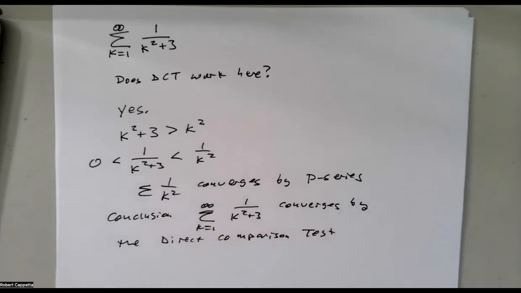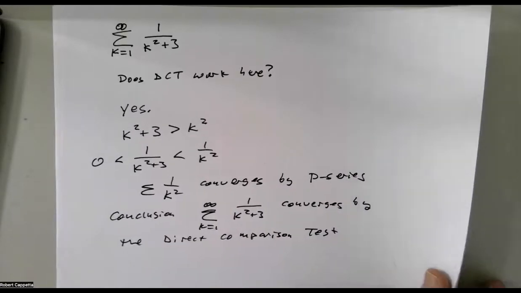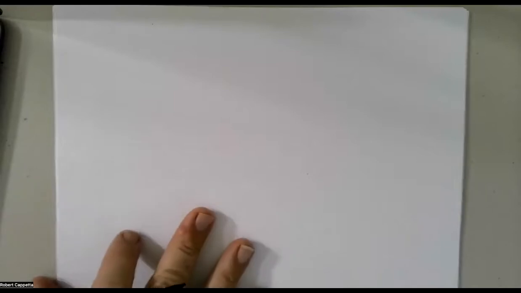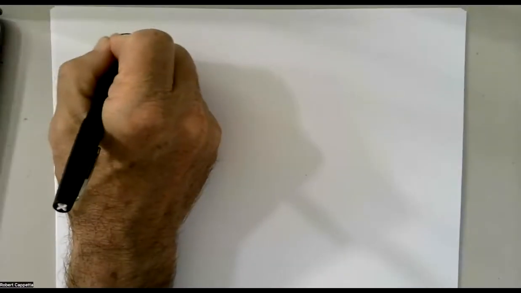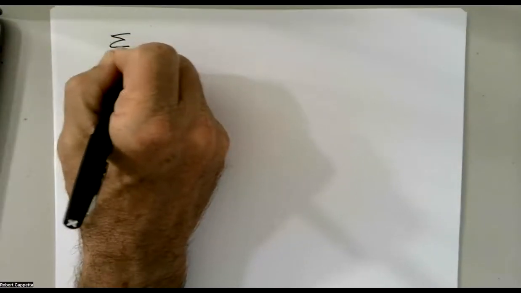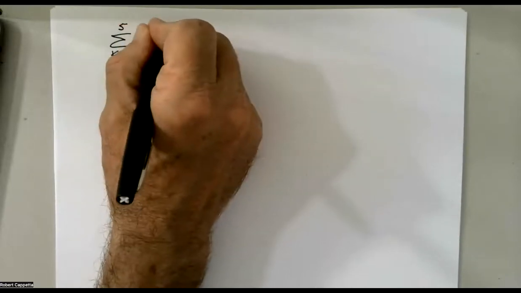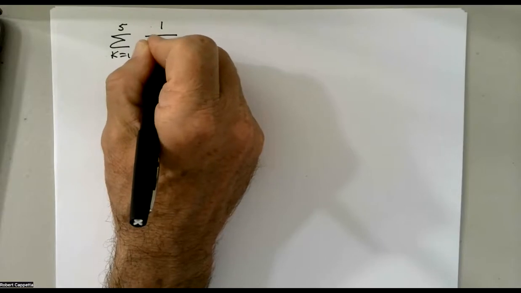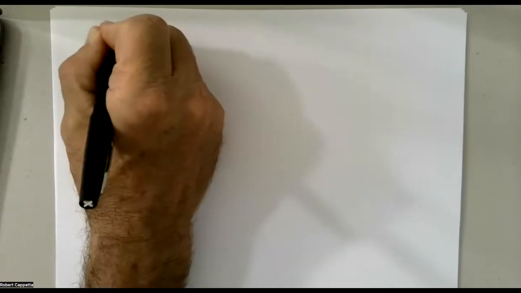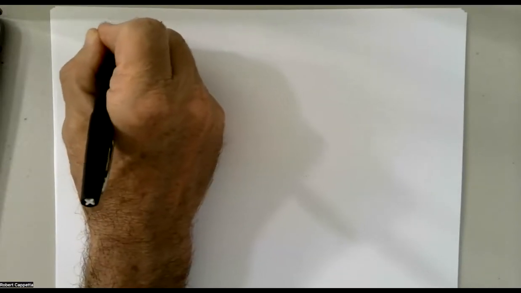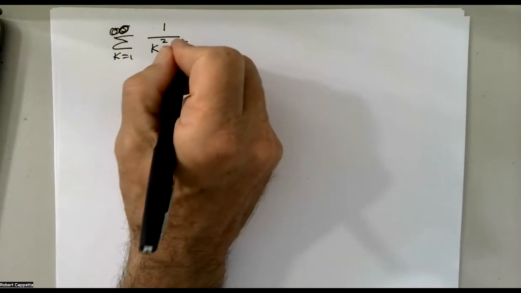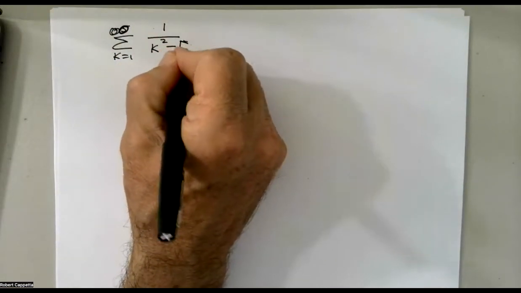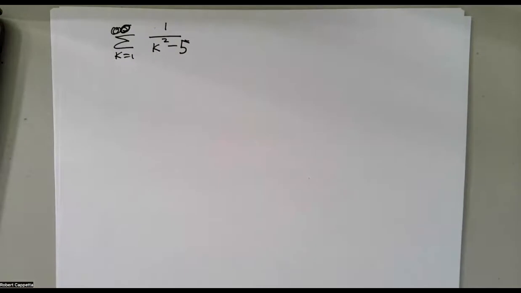So let's take a look at another example. What about this one? The sum as k goes from 1 to 5 of 1 over k squared minus 5. Excuse me, 1 to infinity is what I want to say. If it's 1 to 5, it's going to converge. If it's 1 to infinity, then it requires us to think about it a little bit.